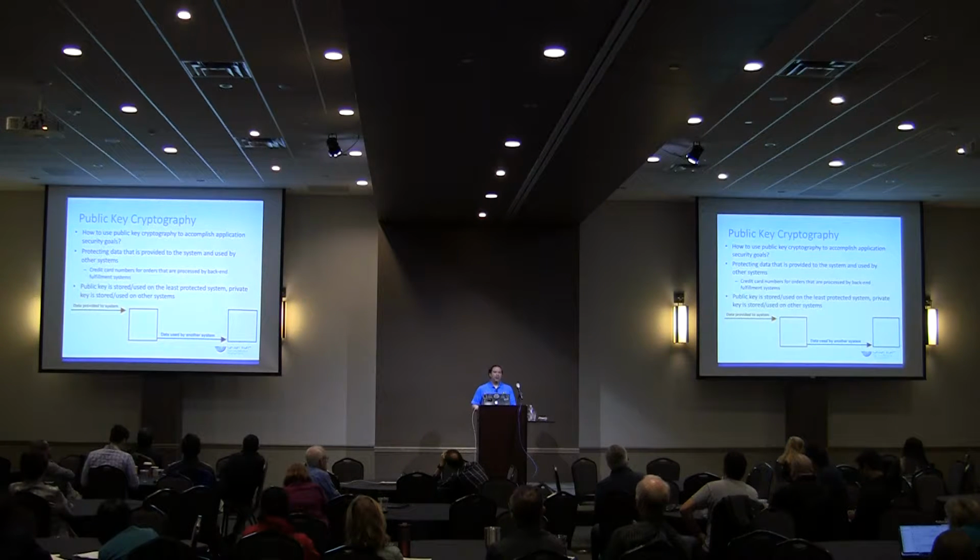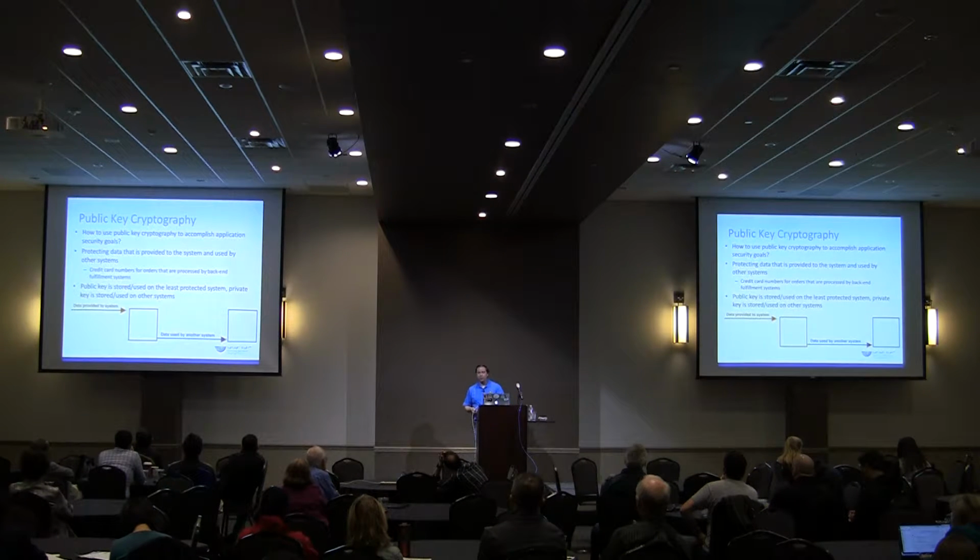So we use that public key on the systems that are encrypting the data, the systems that are maybe low trust, those web systems. We encrypt the data there and we stick it in the database. Even if somebody were to compromise those systems and get access to our public key, all they can do is encrypt data. They cannot decrypt data with that public key. So the public key is stored and used on our least protected systems. And then our private key is what's used to decrypt the data on our higher trust systems. That makes sense?